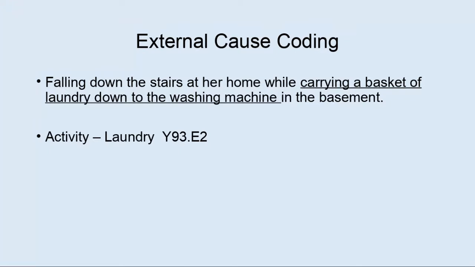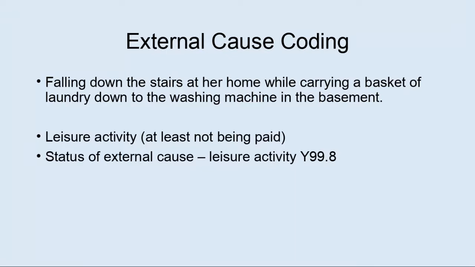Okay, so what was the patient doing when she was injured? So the heading in the external cause index is activity. So activity laundry, Y93.E2. So the leisure activity, going to look up status of external cause. That's the index heading for that. Leisure activity, Y99.8, and the 0.8 is other.